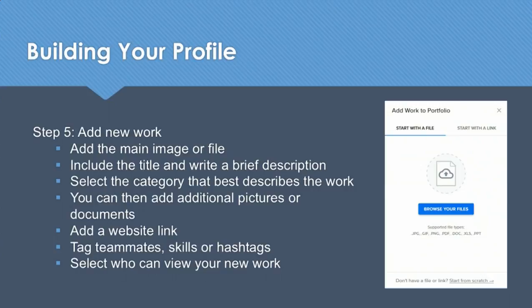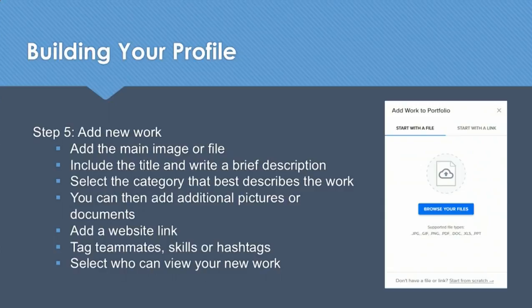Step 5. So let's talk about how you add new work. A new work might be a new project that you recently did, your senior project, or maybe examples of some of the things that you've done in classes. So the first step would be to add the main image or file. This is going to be the first image an employer sees. Include the title and write a brief description. For example, senior design project. This project included developing a sketch and measurements, and so on. Be specific and focus it.